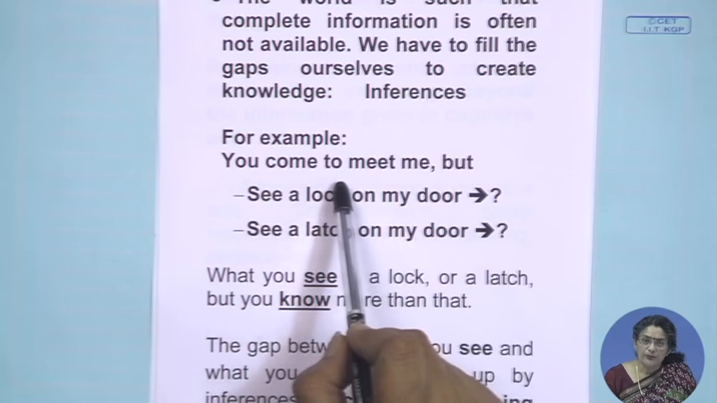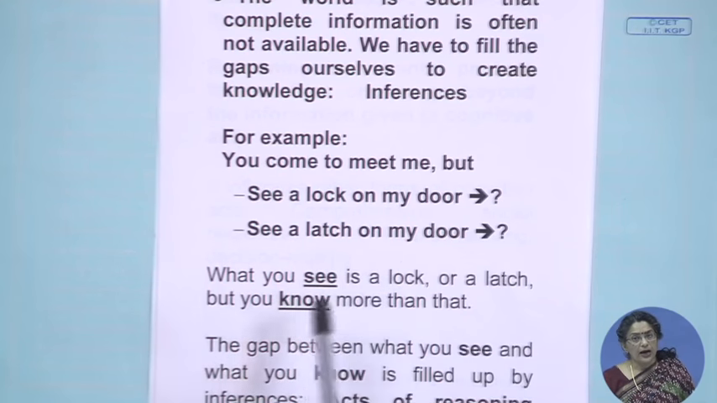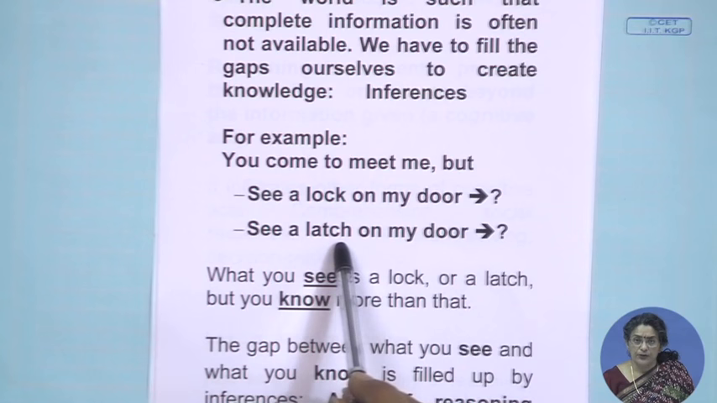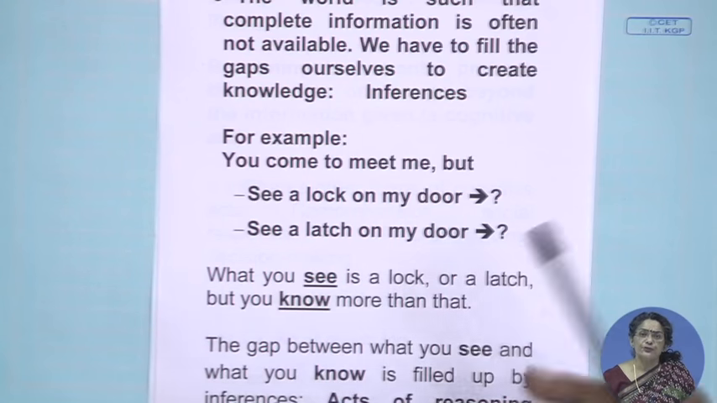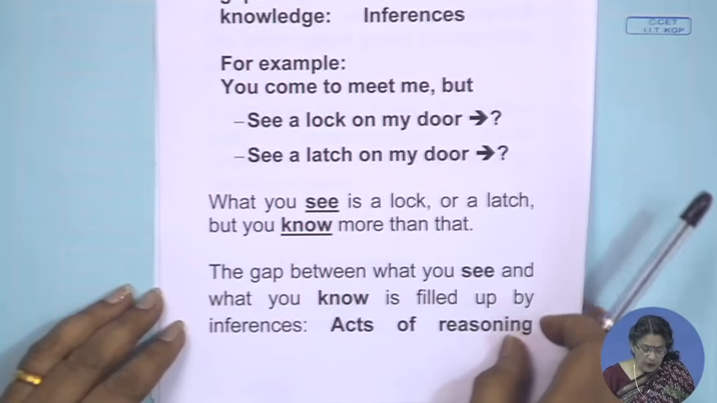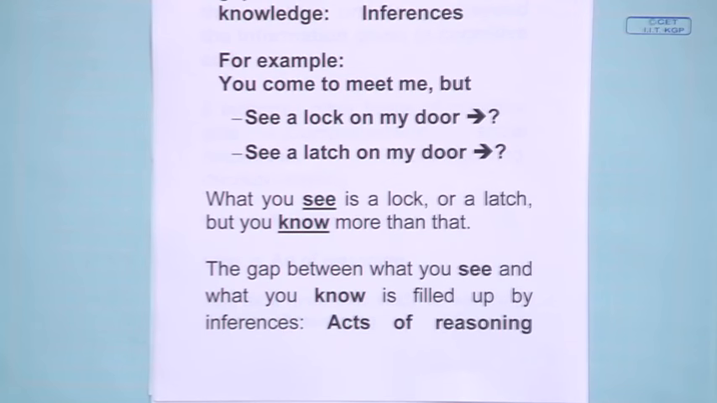Suppose again you come to meet me, but this time you see a latch on my door. Again, your eyes pick up the information that there is a latch on my door. But if I ask you what you know, the answer is not that there is a latch on my door. The answer is much more than that. What you know is probably I am somewhere. Would you wait for me?